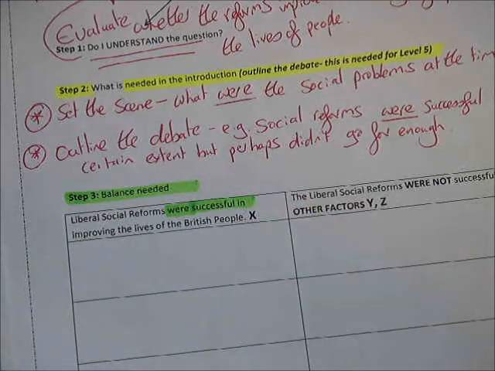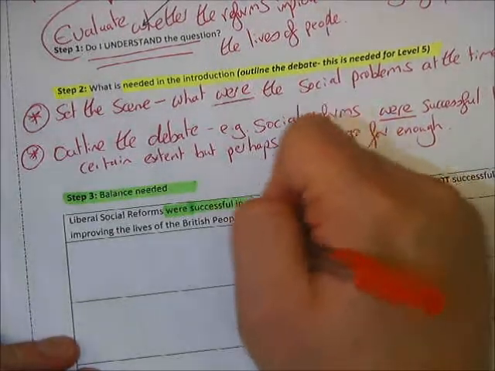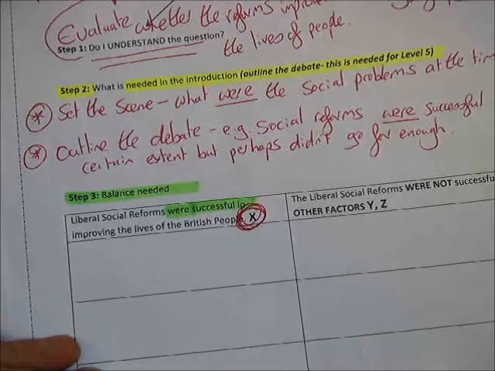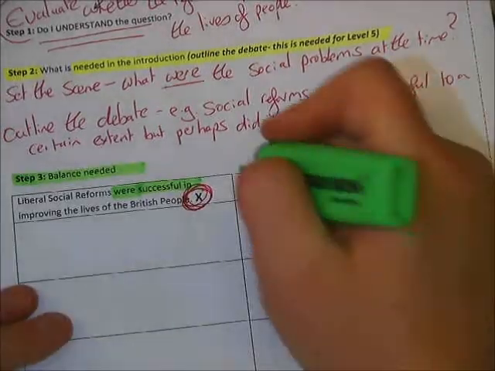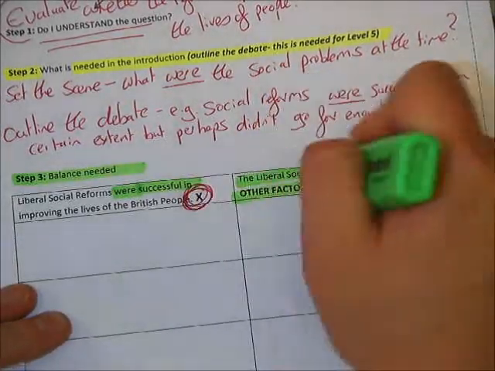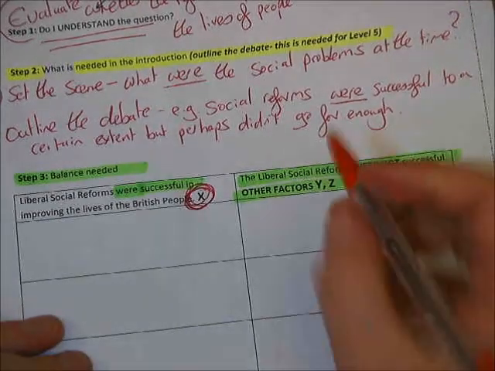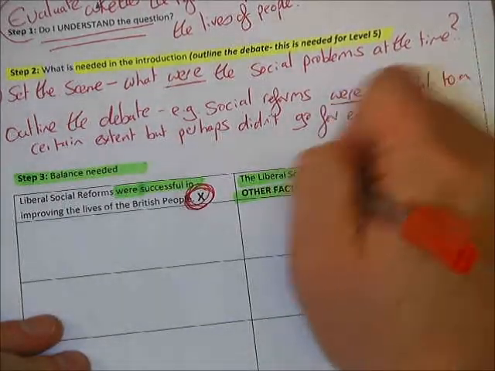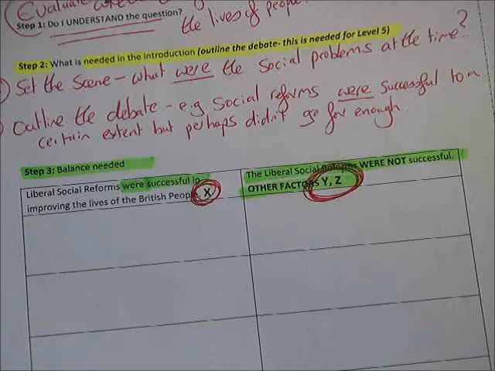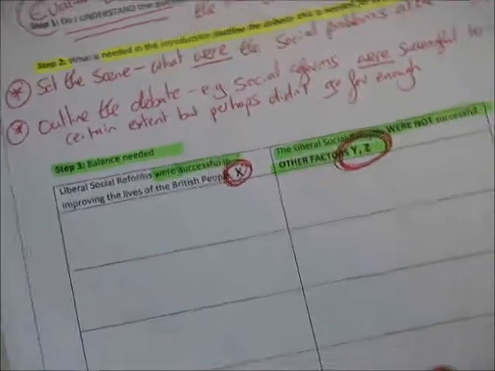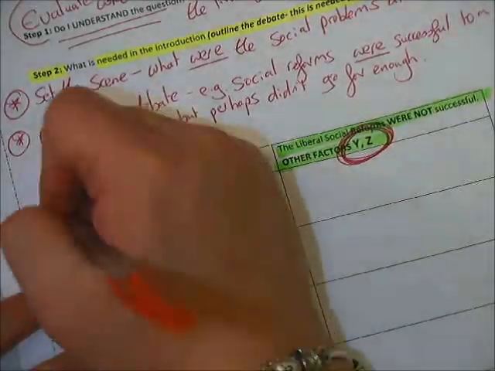But on the counter side of the argument, you're going to argue that Liberal social reforms perhaps were not successful, so we're going to look at other factors, and this is where we get your Y and your Z factor. So you should have at least 2 other things that you're going to discuss. Now, the first point I'm going to think about is the Liberals themselves.